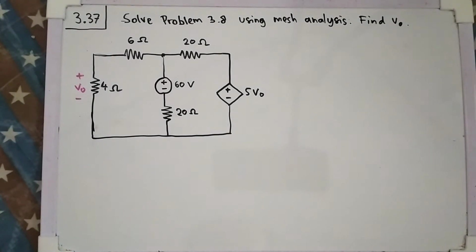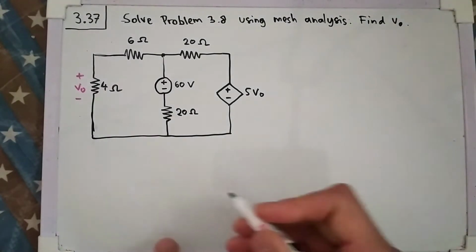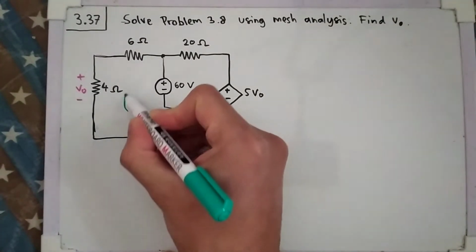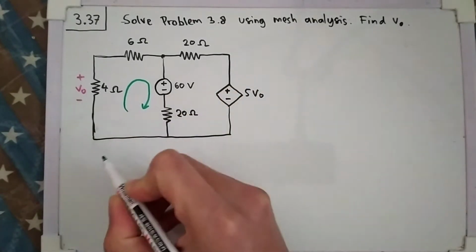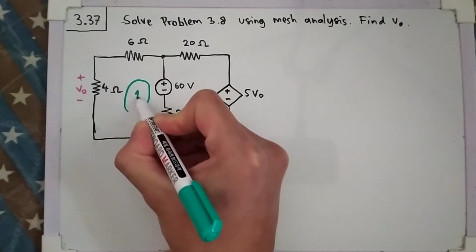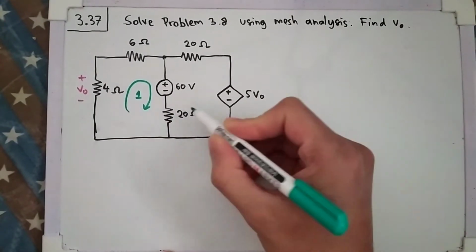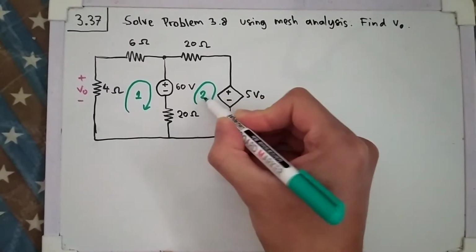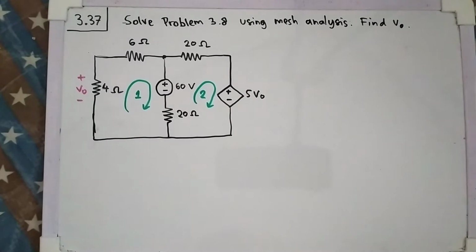We are going to use loops, and I will make two loops here in the circuit. This is our first loop. Let's name this as loop 1. And this one is the second loop. Let's name this as loop 2.